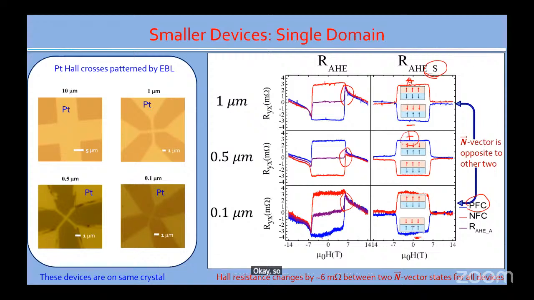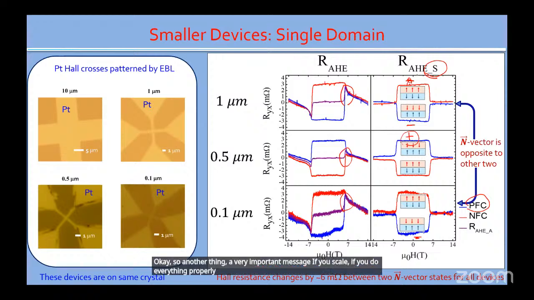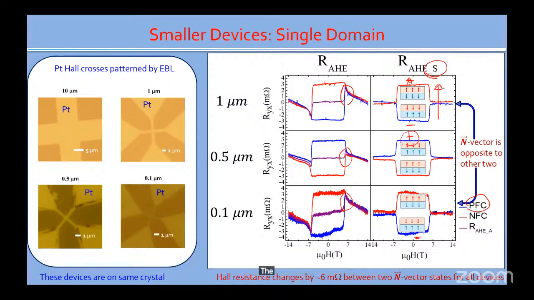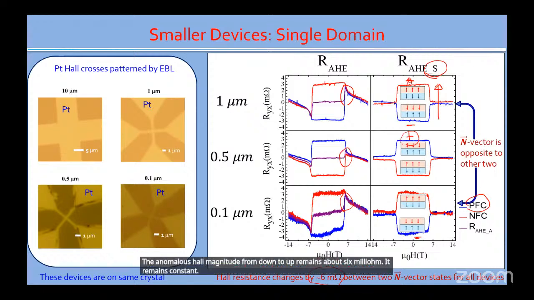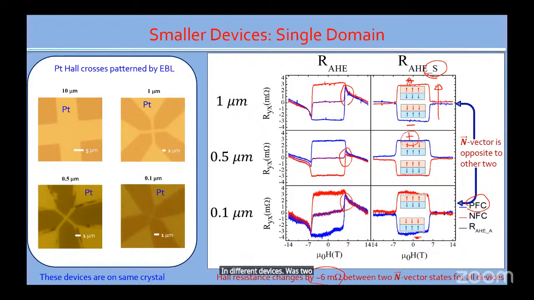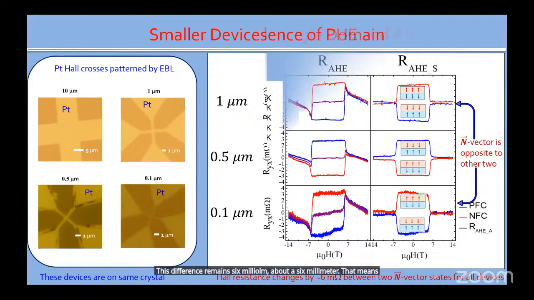Another very important message is that if you scale everything properly and look at the two responses, the positive and negative Néel vector states, the anomalous Hall magnitude from down to up remains about 6 milliohm. It remains constant in different devices with two orders of magnitude difference in linear dimension, from 10 micron to 0.1 micron. That means you are really sensing the single domain state.